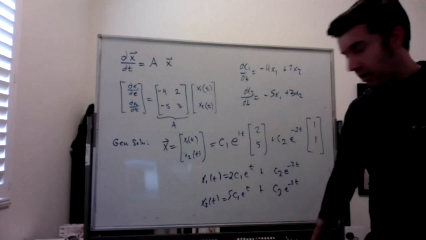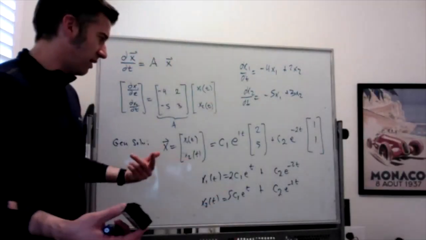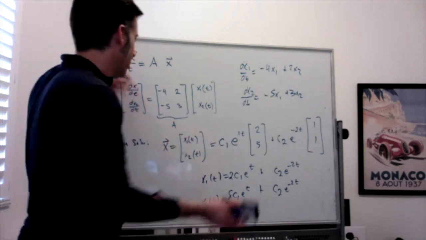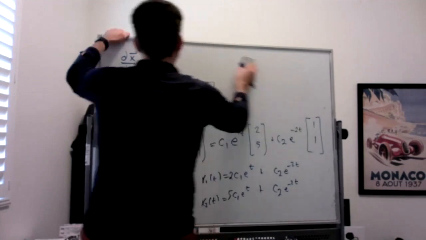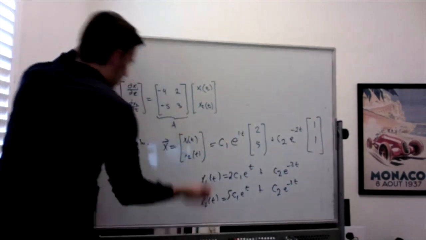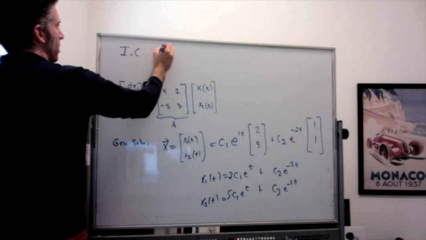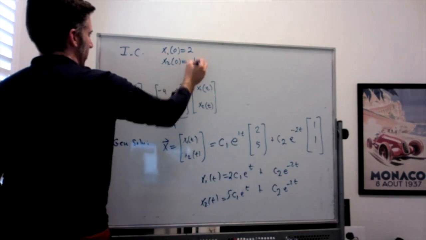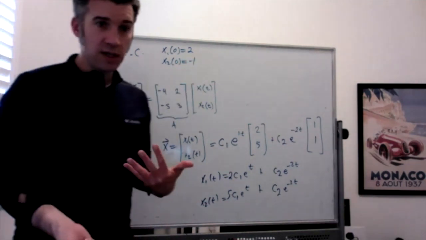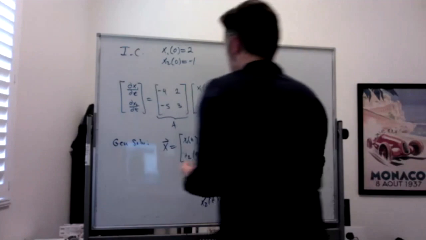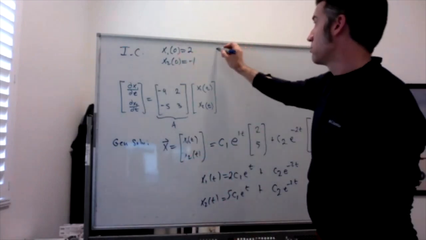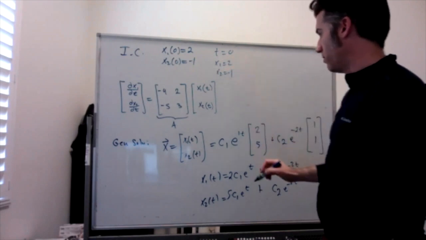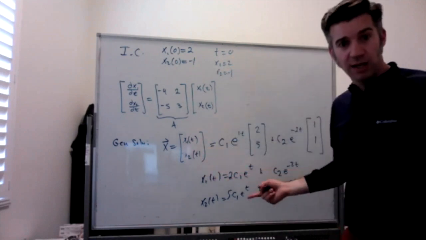The other thing people asked about was, how do you find the c values? Once you find the general solution here, to find the c values, you have to be given an initial condition. So let's say our initial condition is x1 of 0 equals 2 and x2 of 0 equals negative 1. All you're doing at that point is literally saying, okay, t is 0 and x1 equals 2 and x2 equals negative 1. So in this equation, I'm plugging in all those things.